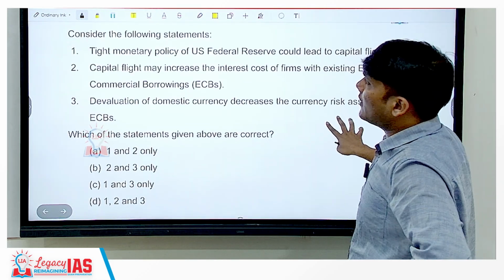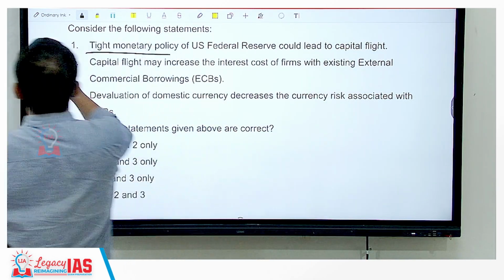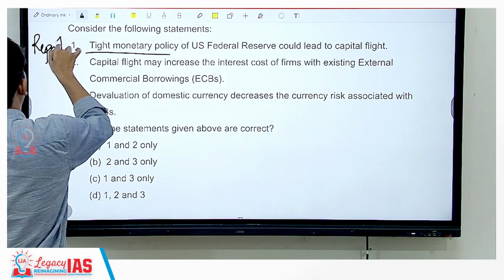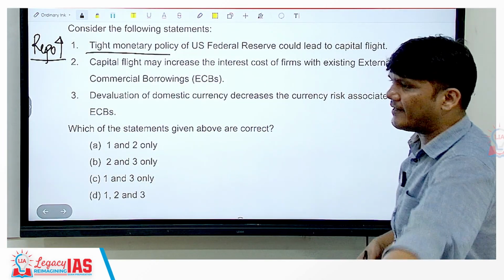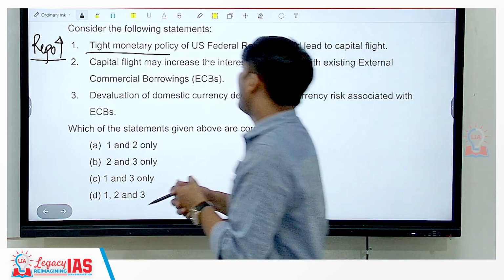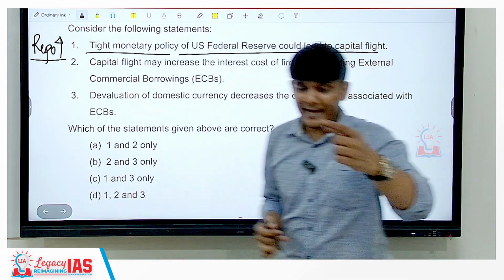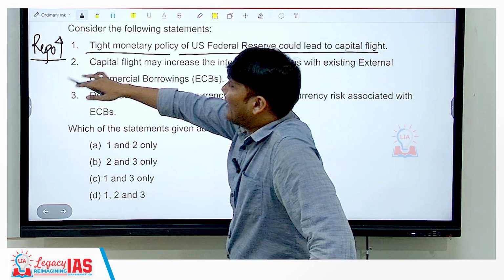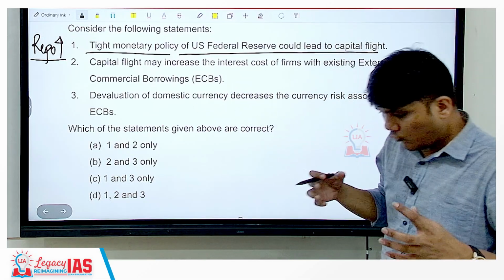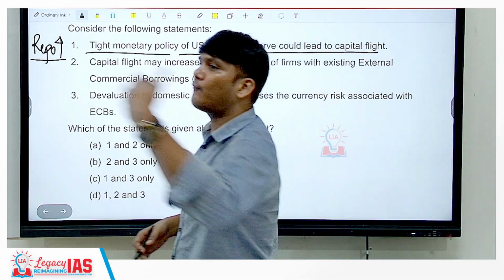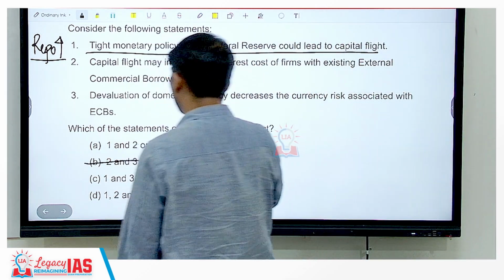Now, consider the following statements. Tight monetary policy, meaning the repo rate going up, so that money is costlier and people would want to spend less. It's a contractionary policy. Statement 1: Tight monetary policy of the US Federal Reserve could lead to capital flight. If tight monetary policy is there, that means the US Federal Bank has increased the repo rate, so the returns on US financial instruments would be higher. So money from India and other countries would fly back to the USA to be invested there. So this is correct. So this option is gone.